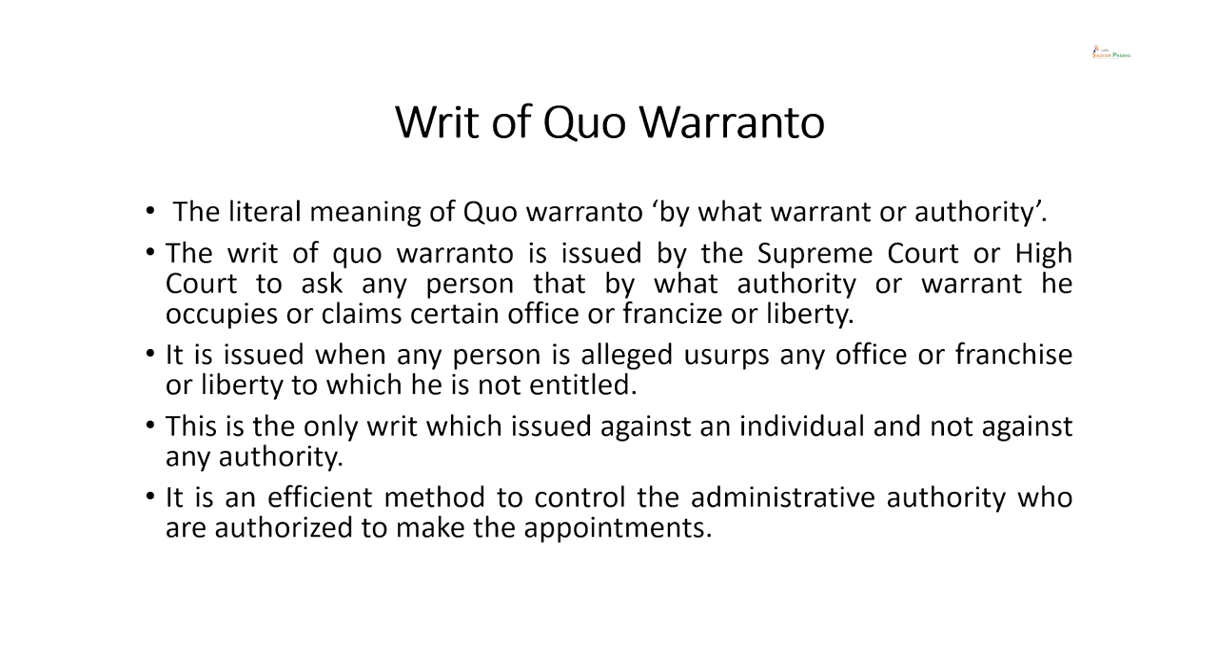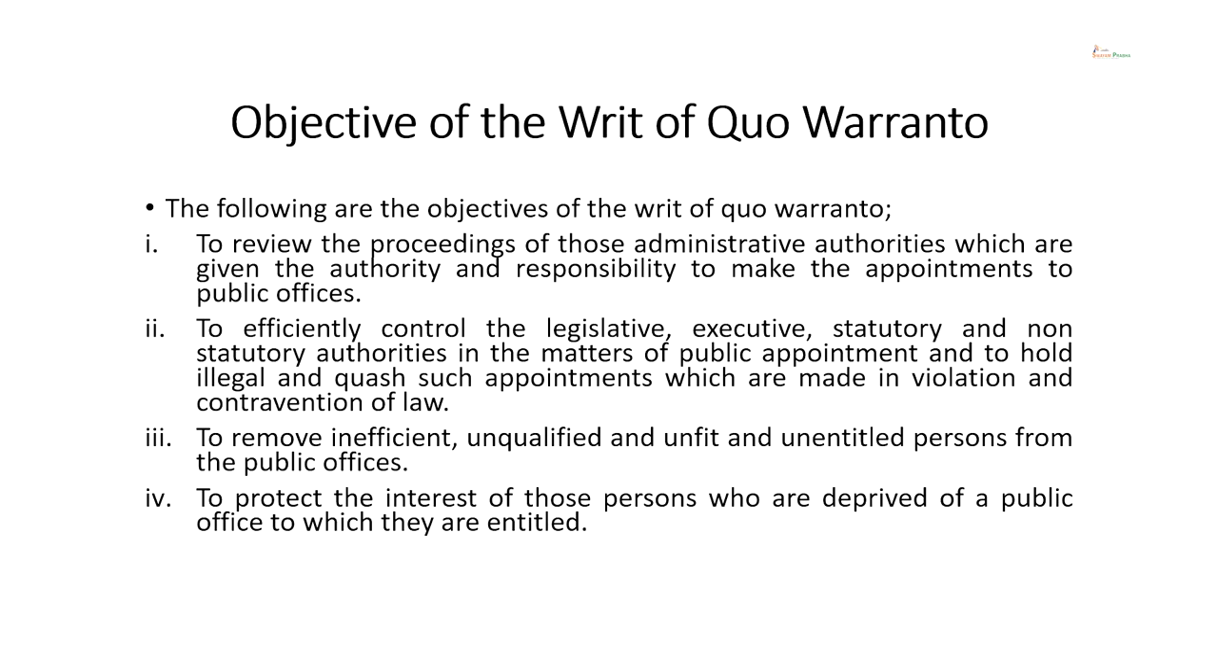This is the only writ which is issued against an individual and not against an authority. It is an efficient method to control the administrative authorities who are authorized to make appointments to public offices. Therefore, we can summarize the objectives of the writ of quo warranto. What are the objectives of the writ of quo warranto?